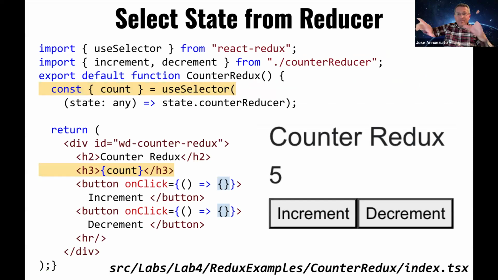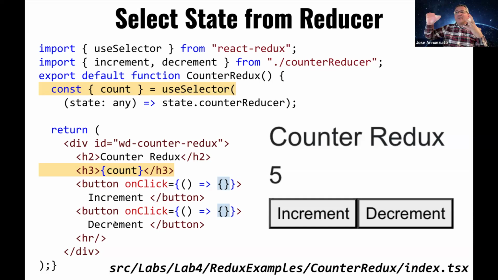And then in whatever component we want to read this, we can use a useSelector to extract the count from the state count reducer. See that? And then we can just render the count. Then we have the buttons. Now we want to be able to talk back to the reducer. We want to be able to call the reducer to increment and decrement when we click on the buttons.